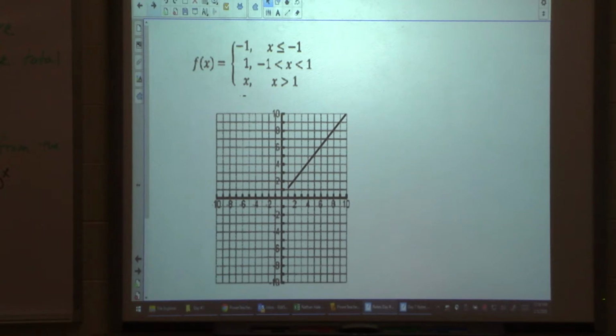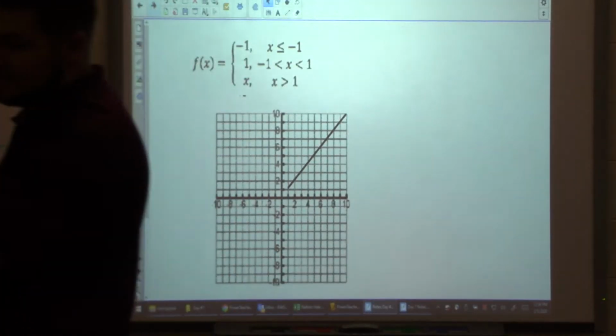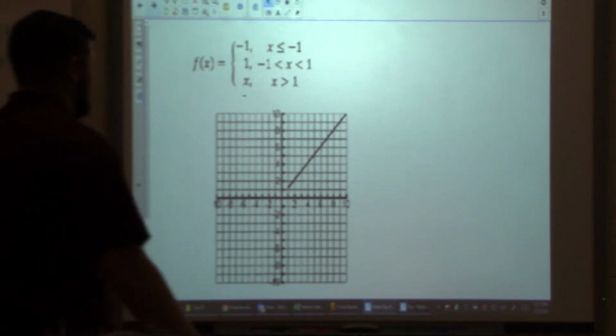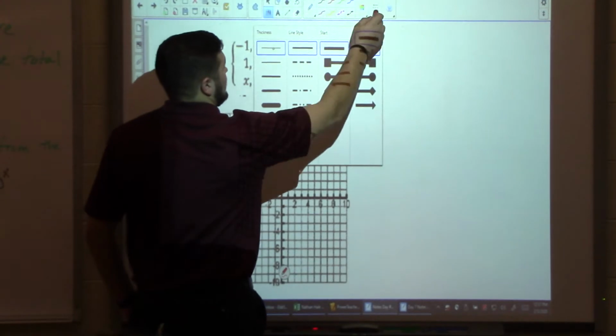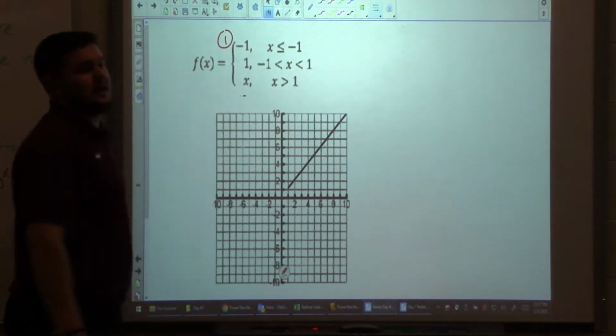It has 3 pieces to it. So instead of having 2 like the ones from yesterday, it has 3 pieces. We are still going to break it up and do 1 piece at a time. So I'm going to look at the first part first, that top line.